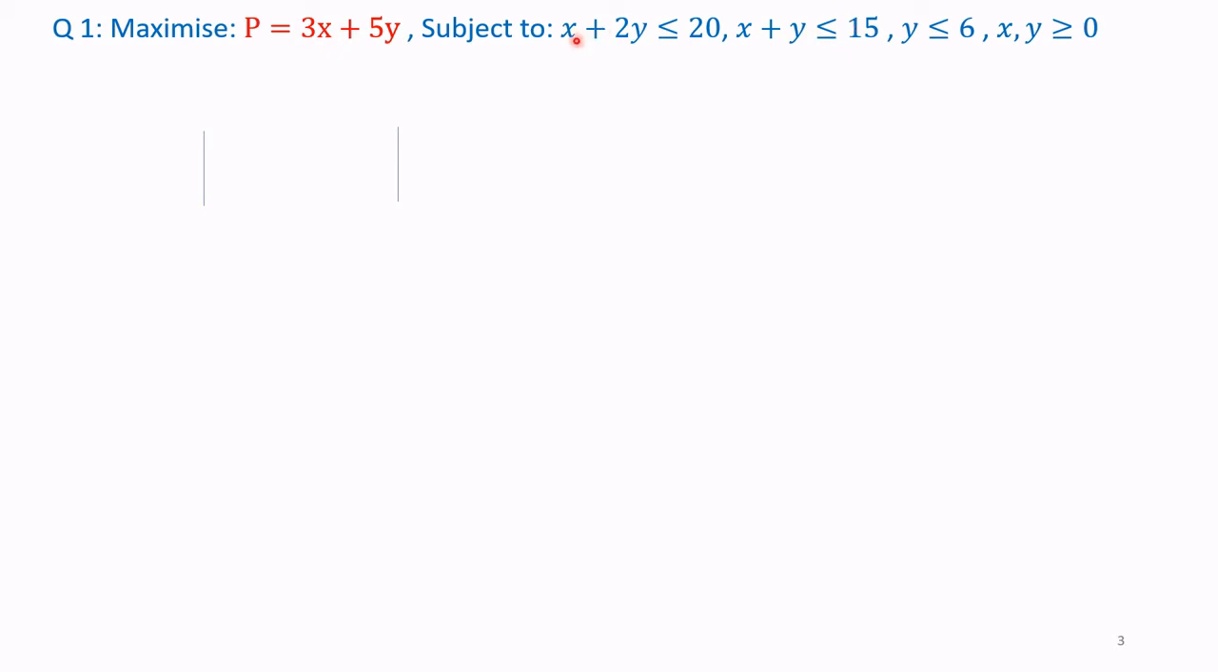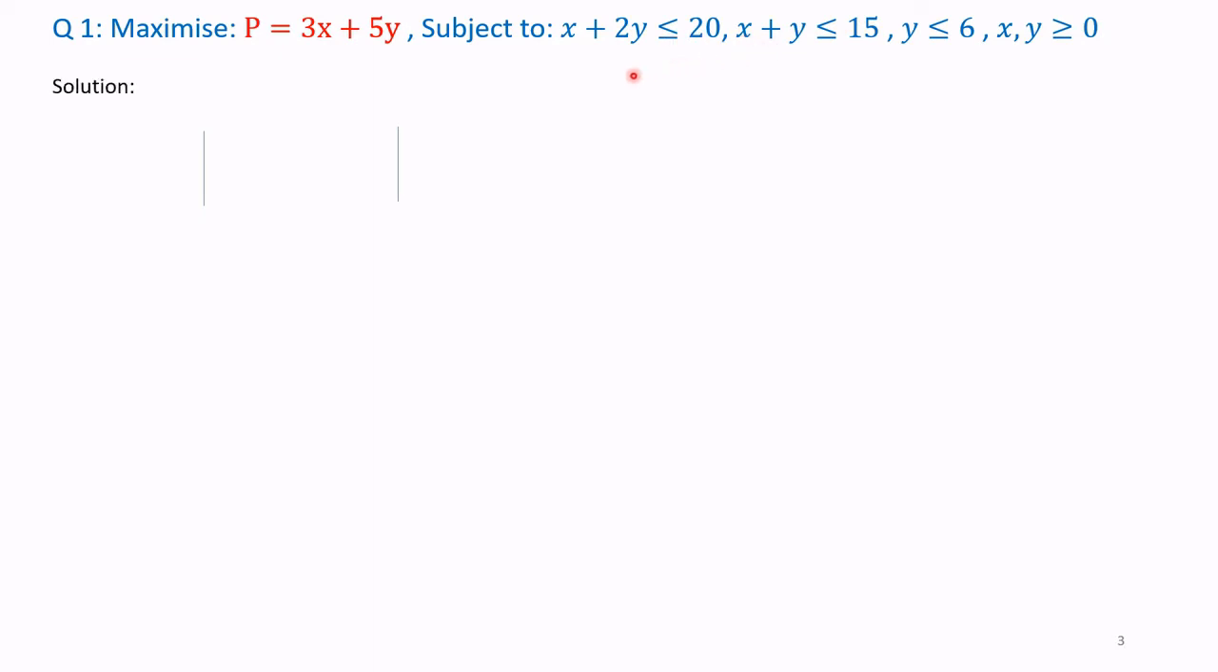There are 3 constraints. First constraint equation is x plus 2y is less than or equal to 20, and second constraint equation is x plus y less than or equal to 15. And the third relationship is y is less than or equal to 6. So there is no x term in the third equation. And x, y as always are greater than or equal to 0. So these 3 constraint equations given in blue color are very important. We have to solve the problem using these constraints first.